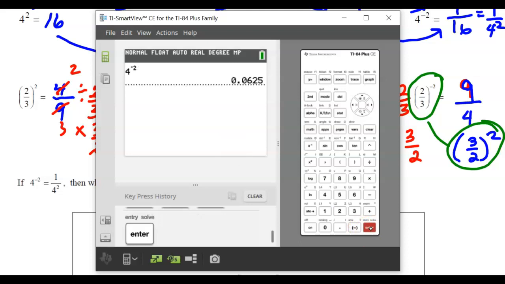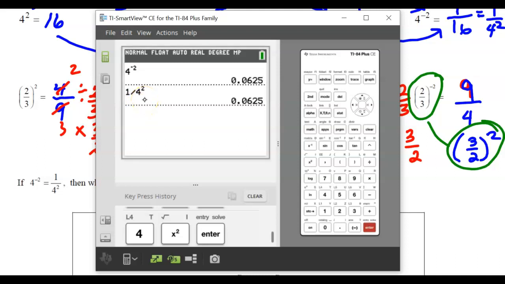Okay, now let's check what we said the answer was. And so we can go 1 divided by 4, and you could do a squared key as well instead of exponent 2, and you should get the same thing. Okay, well, you don't need a scientific calculator. Even if you have just a basic calculator, you can do the second part because you can go 4 times 4 and then 1 divided by that.